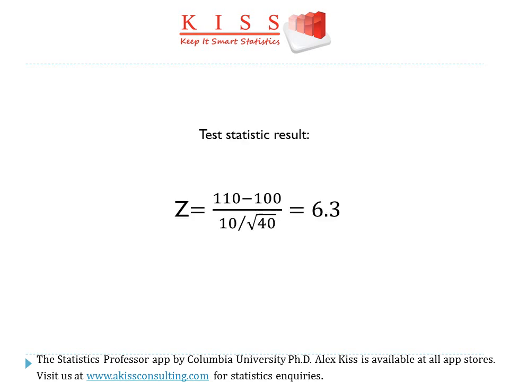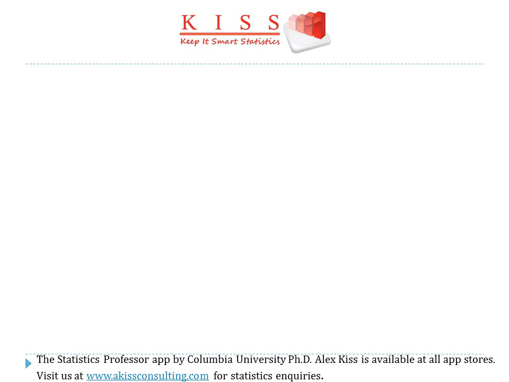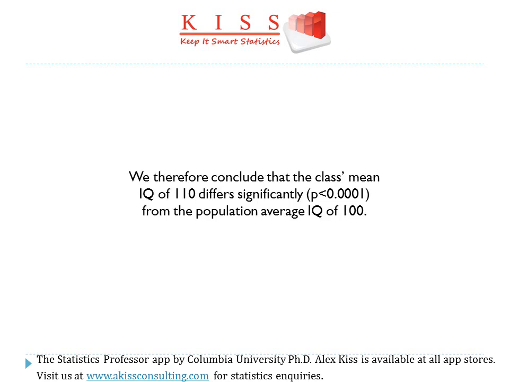Placing those numbers into the test statistic, we get 110 minus 100 divided by 10 all over the square root of 40. This gives a z statistic value of 6.3. A z-value of 6.3 corresponds to a p-value of p less than 0.0001, which is a highly significant finding. We therefore conclude that the class's mean IQ of 110 differs significantly from the population average IQ of 100.